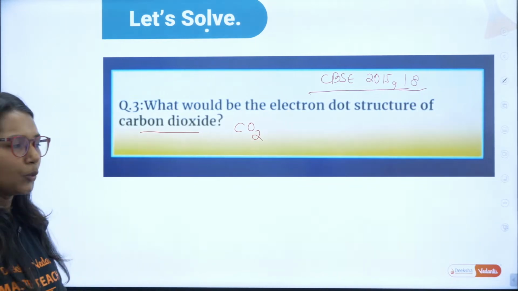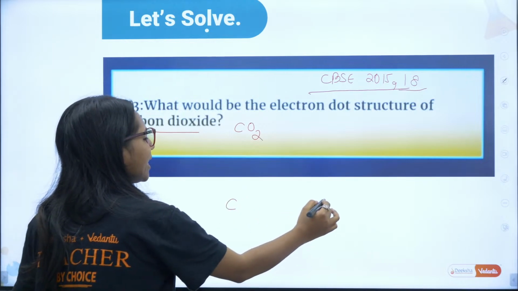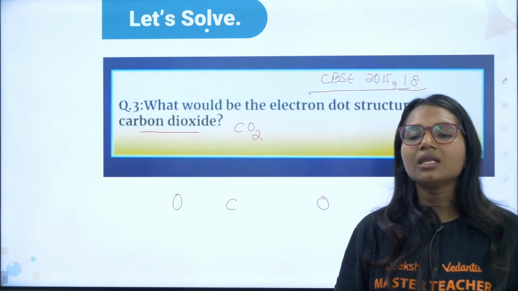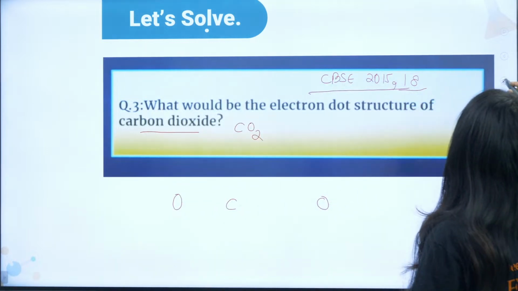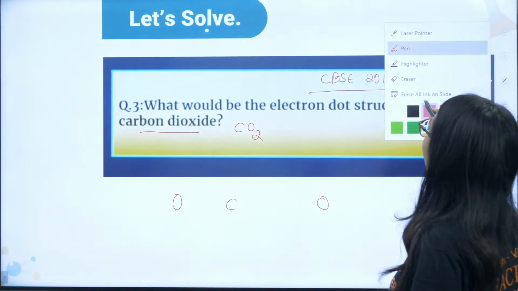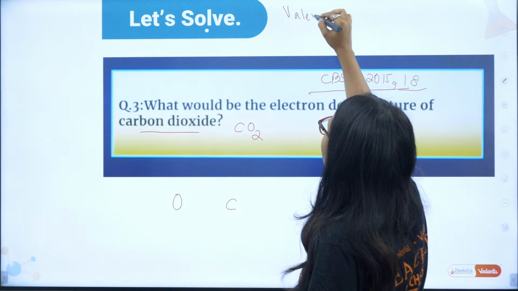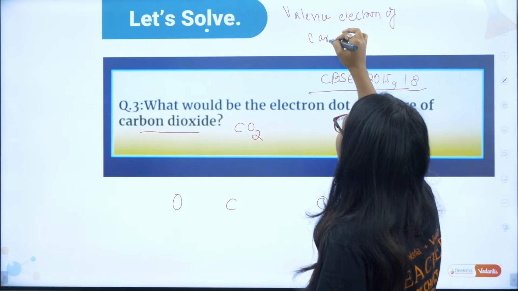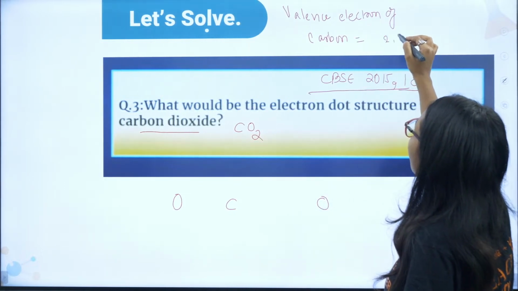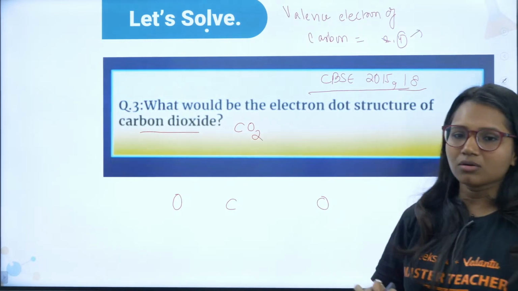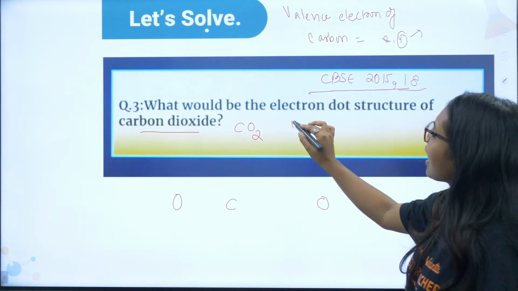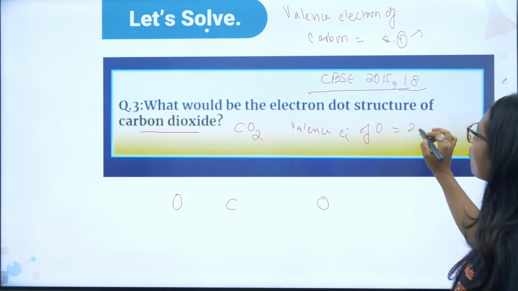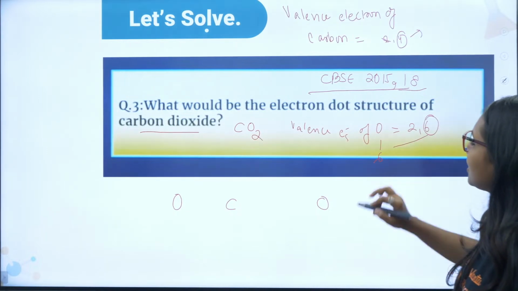Yes, correct, CO2. So what you will do? No need to get confused. Just write the elements here. Can you tell me the number of valence electrons of carbon? How many valence electrons are there for carbon? Correct. It is 2, 4. So 4 is the valence electron. Acha. What is the valence electron of oxygen? It is 2, 6. 6 is the valence electron.